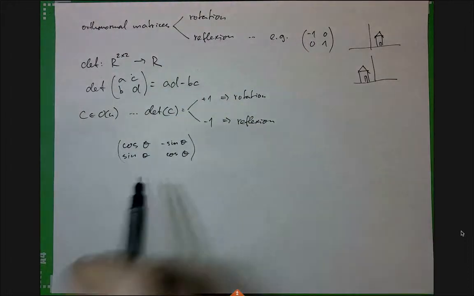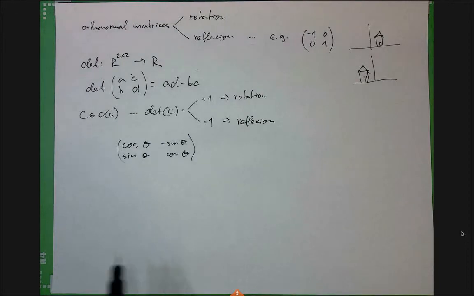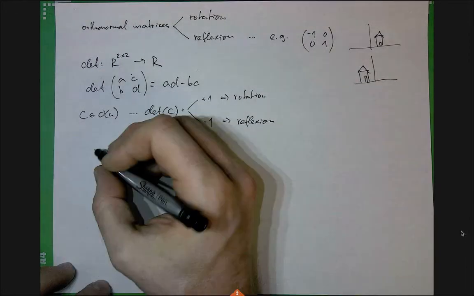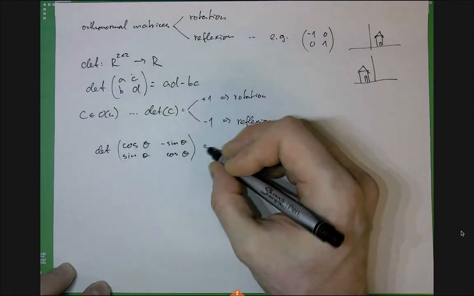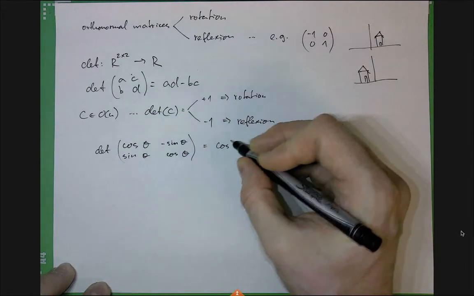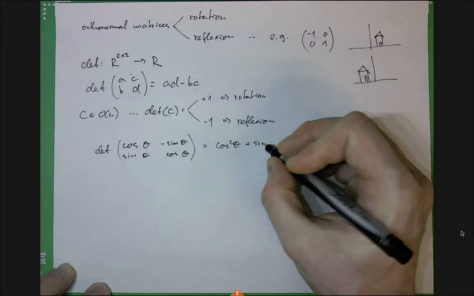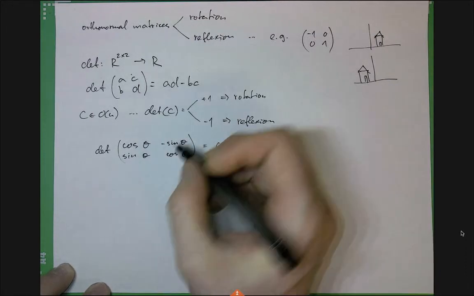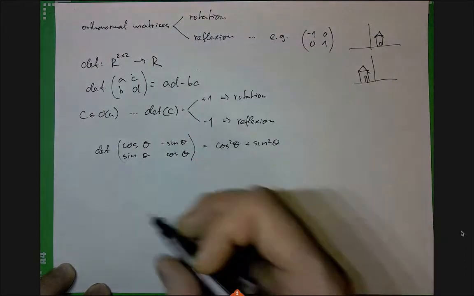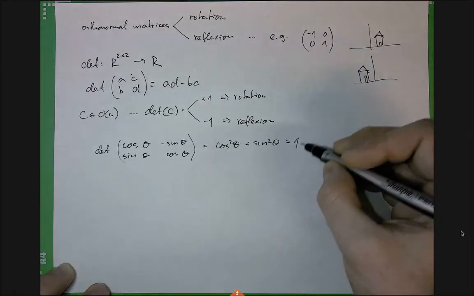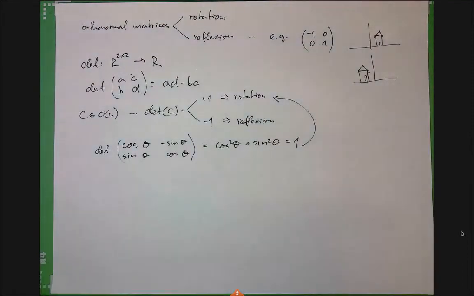That's a general rotation matrix in 2D, parameterized by the angle, right? So if I compute the determinant, what do I get? I get cosine squared of theta plus sine squared of theta. There was one minus, and there is minus here, so the minuses cancel, and this is 1. So this indeed is a rotation.